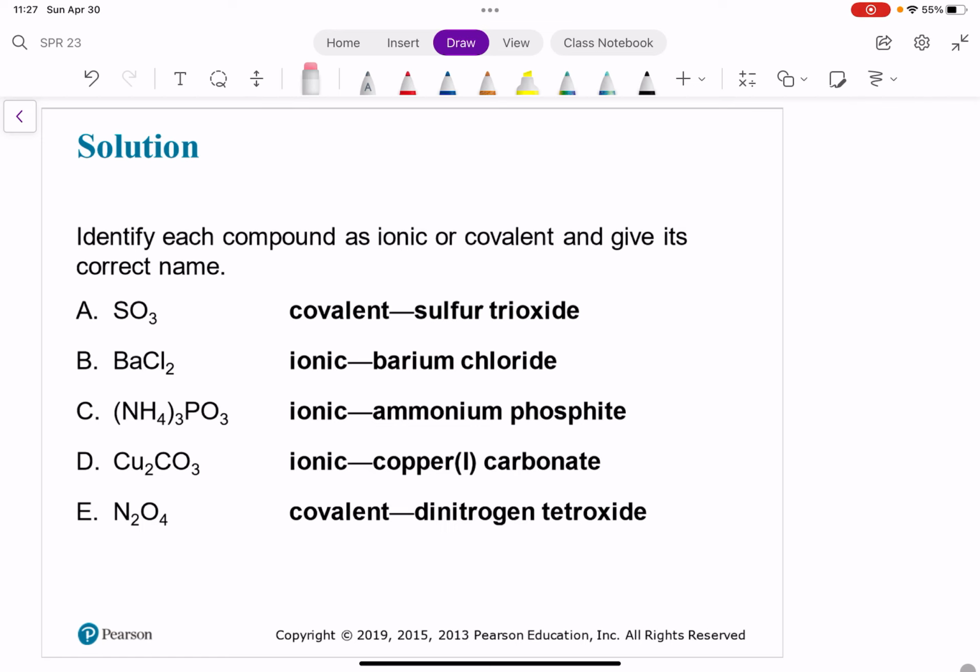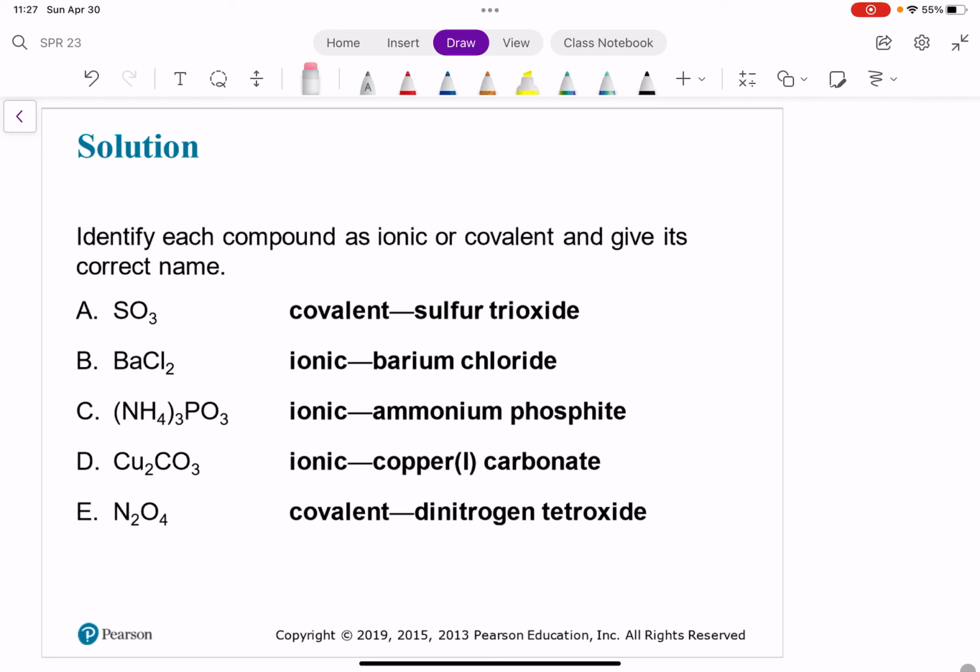Remember, you don't have to say monosulfur, right? If you just list sulfur, that means you have one of them. So sulfur trioxide, we have 3 oxygens. Since it's a covalent compound, we have to show exactly how many of those atoms are bonding together. So we have to say sulfur trioxide.